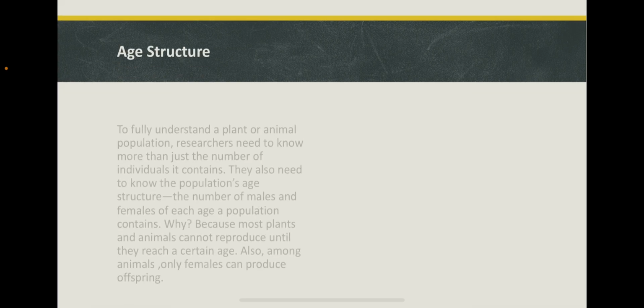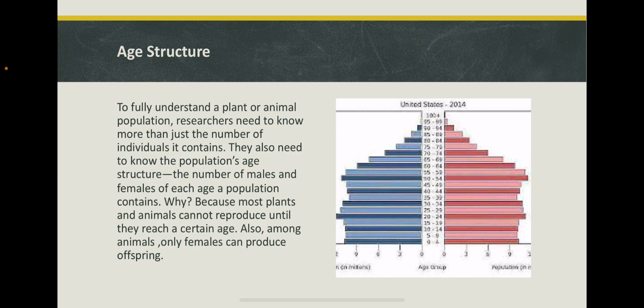All right. Now we're going to speak about the age structure. To fully understand a plant or animal population, researchers need to know more than just the number of individuals it contains. They also need to know the population's age structure, the number of males and females of each age a population contains. Why? Because most plants and animals cannot reproduce until they reach a certain age. Also, among animals, only females can produce offspring.